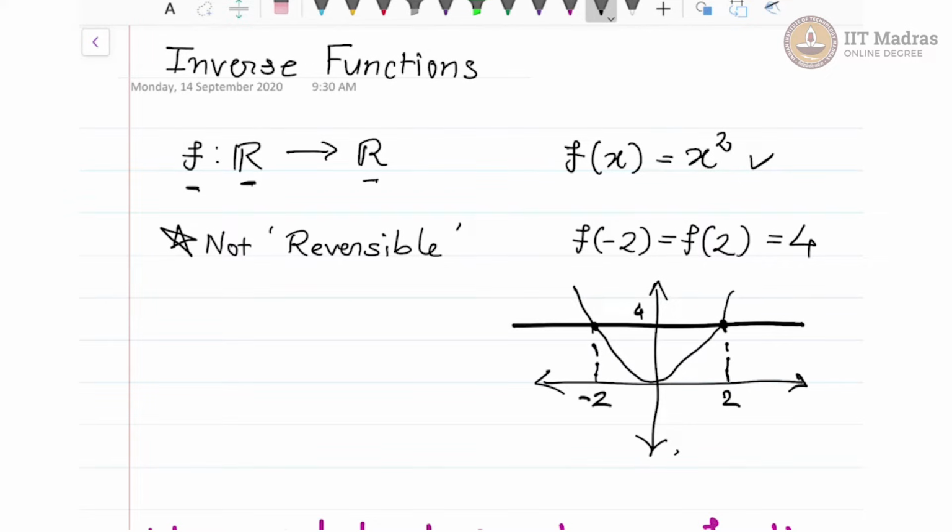For such functions we cannot study the properties of inverse functions. However, if you restrict the domain of this function from the real line to only the positive half of the real line, then you get a one-to-one correspondence between the values on the x-axis and y-axis, and then you can talk about the inverse of this function when it is defined from 0 to infinity.